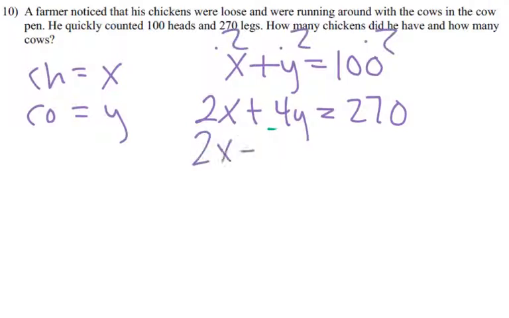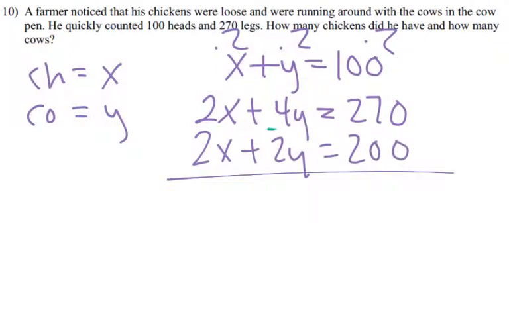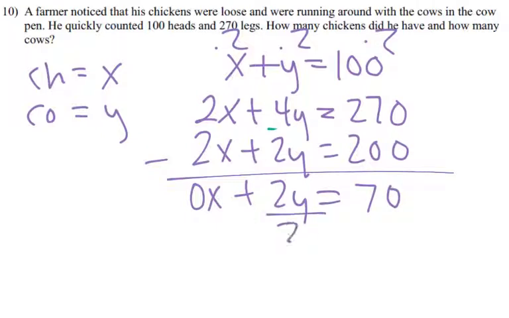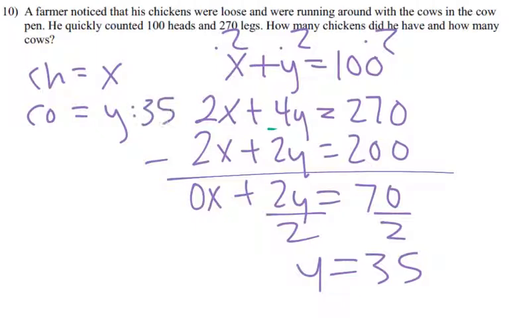So I'd get 2x plus 2y equals 200. Then, positive, positive, we subtract. 2 minus 2 is 0x. 4 minus 2 is 2y. 270 minus 200, 70. 2y equals 70, divide by 2, y equals 35. Okay, so cows is 35.